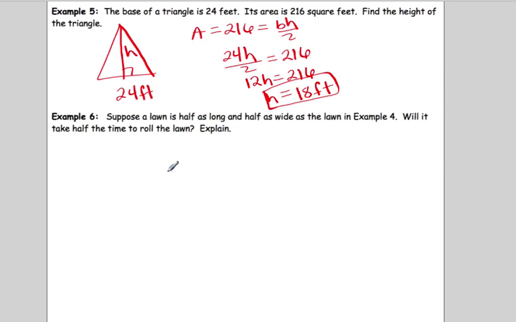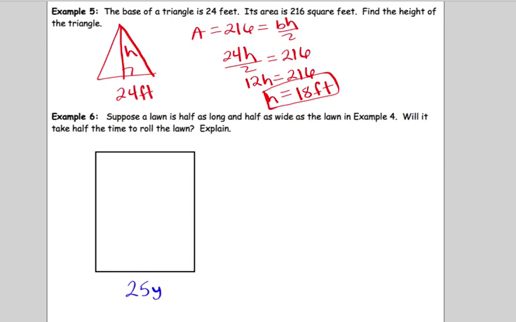The next one is very similar. Oh wait, no, this is talking about example 4. In example 4, it says, suppose a lawn is half as long and half as wide as the lawn in example 4. Will it take half the time to roll the lawn? And explain. So let's start with a picture. Say we had a rectangular lawn, and I'm going to put it in yards, it was 25 yards wide and 40 yards long.